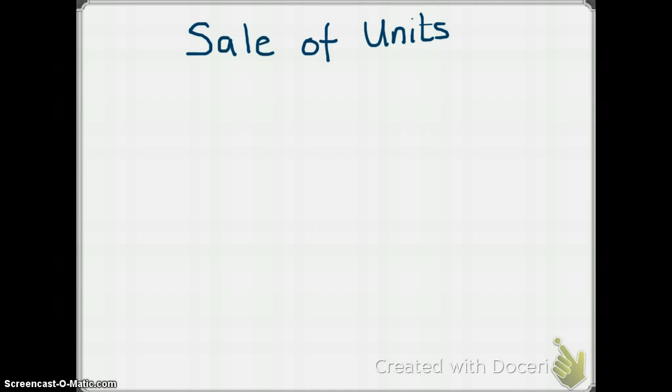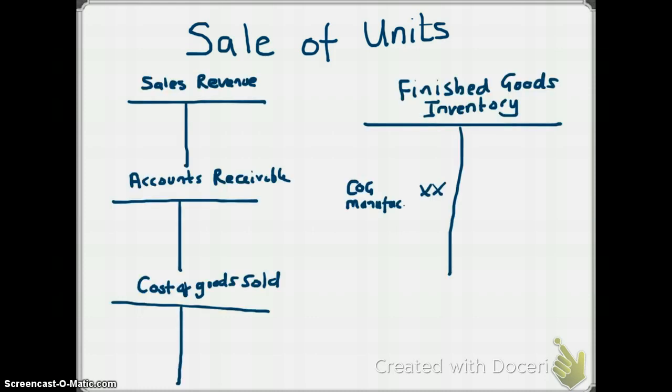Now let's take a look at the journal entries when we sell our products. Whenever we sell our products, and this time remember we're selling inventory, there are two transactions for every sale. There are four accounts that are affected, and those four accounts are sales revenue, finished goods inventory, accounts receivable, and cost of goods sold. Sometimes it could be cash, but we're assuming that our sales are on account. So let's see what the two transactions are.